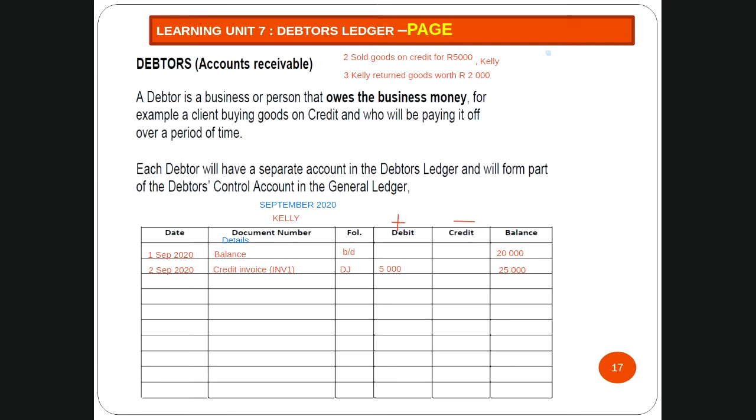Now, the challenge is, which source document? I know we talked about this source document some time ago, but sometimes we must challenge ourselves. You can still look at this after this session. So which source document do you think we need to give Kelly if we allowed Kelly to return goods back to us? I told you one day, when you see returns, you must always think about this source document. So what do you think will be the source document? Because I can't say invoice, I'm not selling.